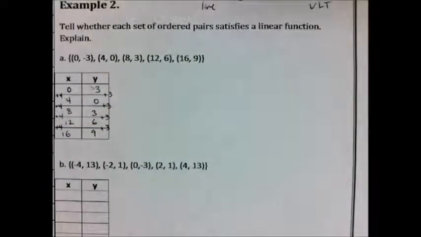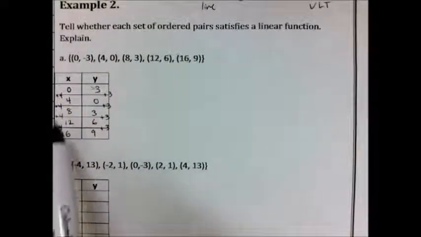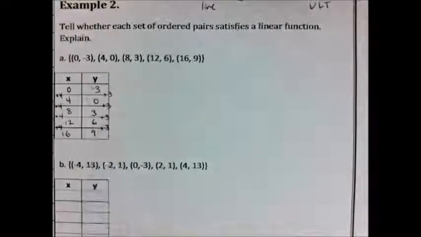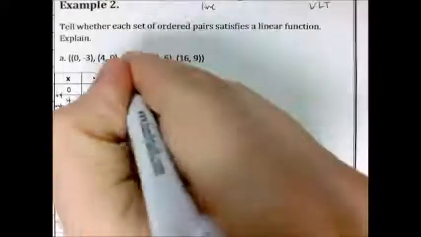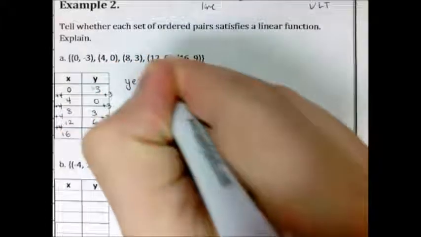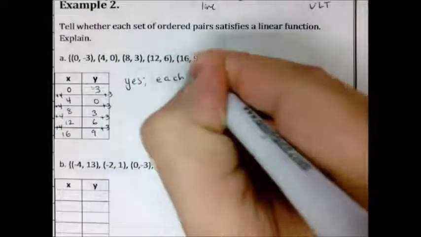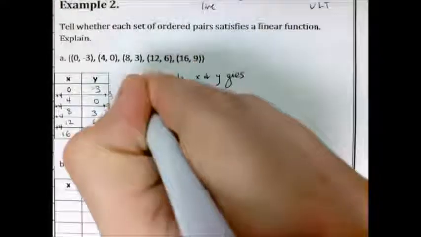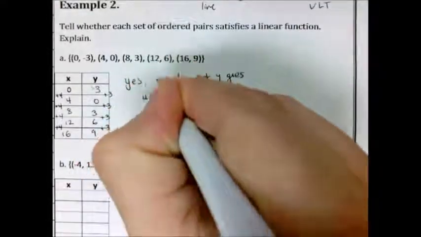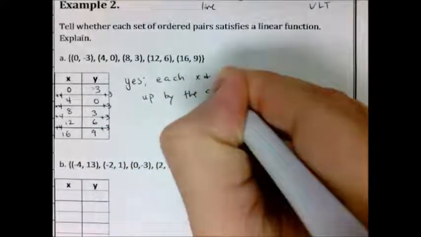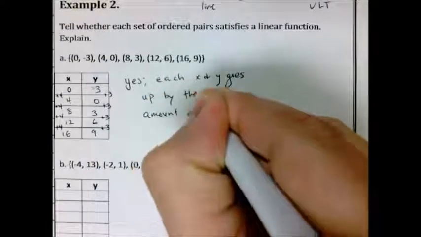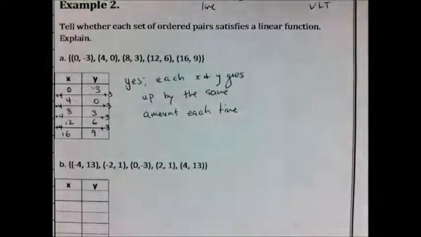And so because it is the same rate of change, the rate of change being 4 over 3, then this means that it is a linear function. So yes, each x and y goes up by the same amount each time. Okay? That makes it a linear function.